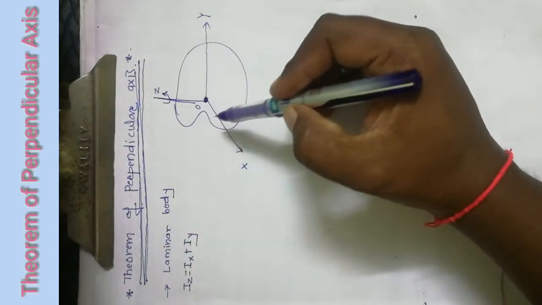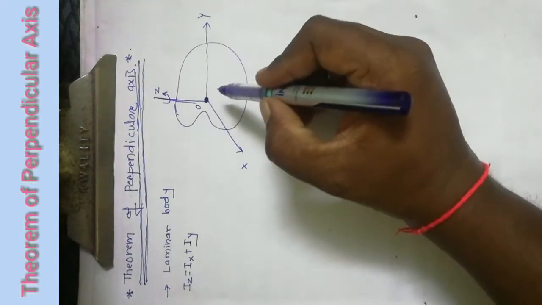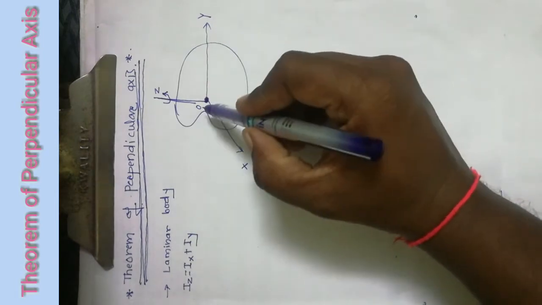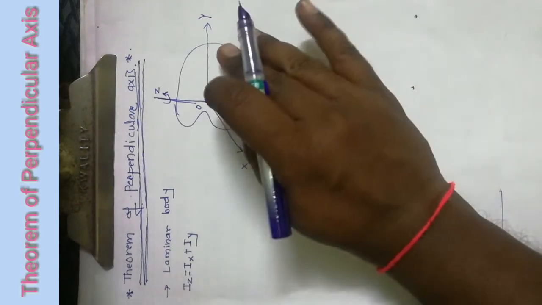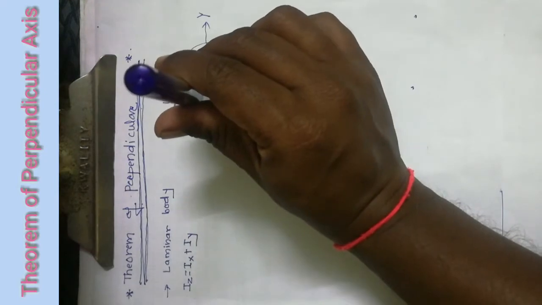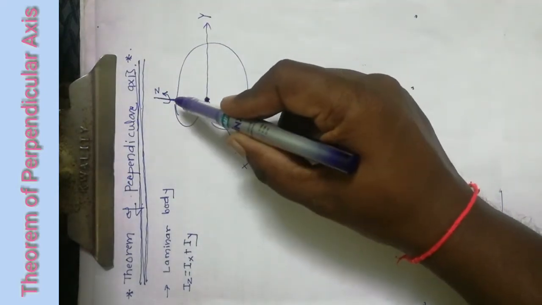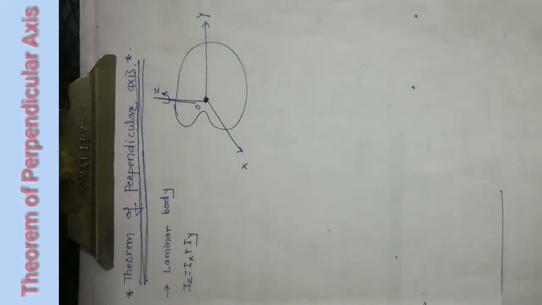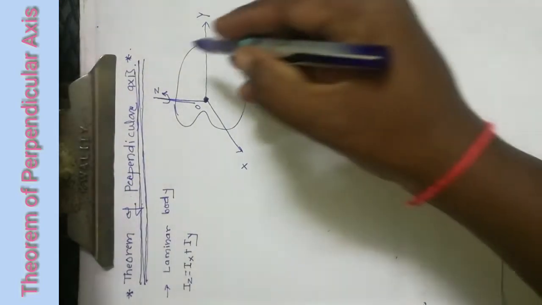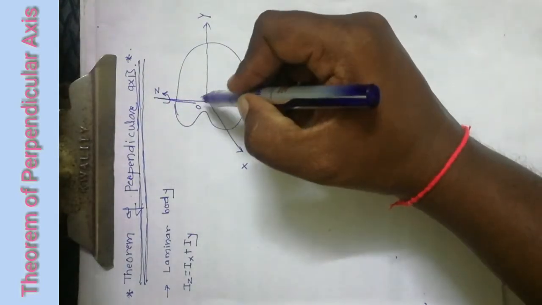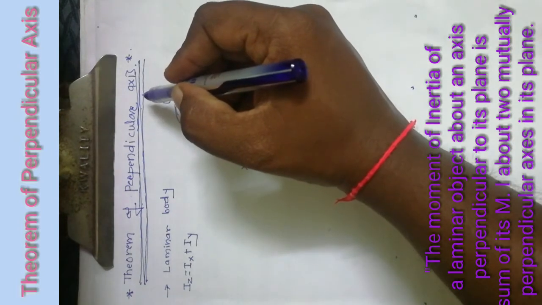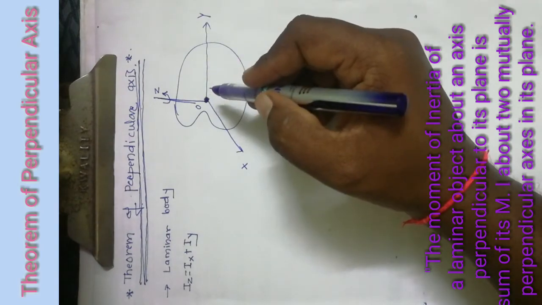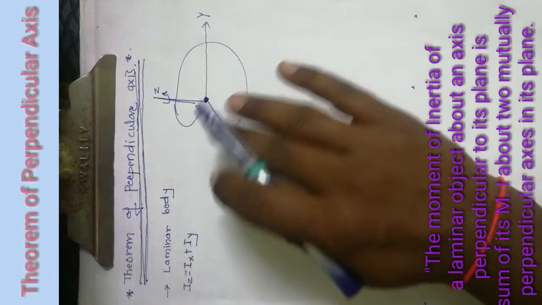Now consider this diagram. This is the body of mass capital M. Now this x-axis and y-axis are lying in the plane of the body, and the third axis, which is perpendicular to the plane, like our pen, the z-axis, is perpendicular to the plane and passing through the point of intersection between these. So this theorem states that the moment of inertia of a plane lamina about an axis perpendicular to the plane is equal to the sum of the moments of inertia about two mutually perpendicular axes lying in the same laminar body.